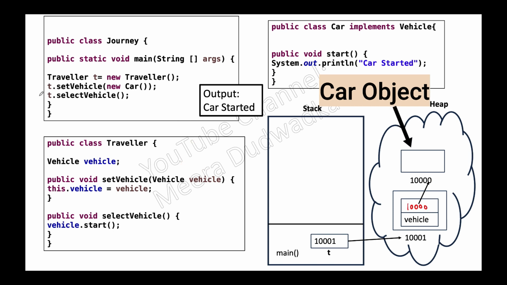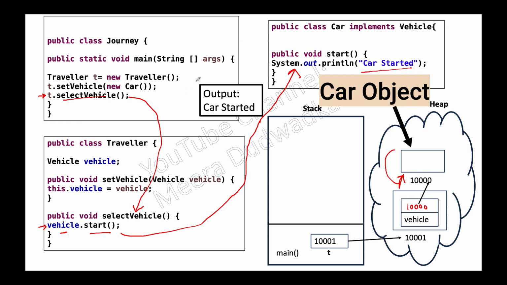So now when we give a call to the selectVehicle method on object t over here, flow of control will go to the selectVehicle method. Here it gives a call to the start method of class Car on the car object. So the code inside the method is vehicle.start. What is vehicle? It is the car object. So on this car object we are calling the start method of class Car, and from here the flow of control will go to the definition of the start method in class Car, and the output "car started" is printed. The memory is released from the stack and the program ends.